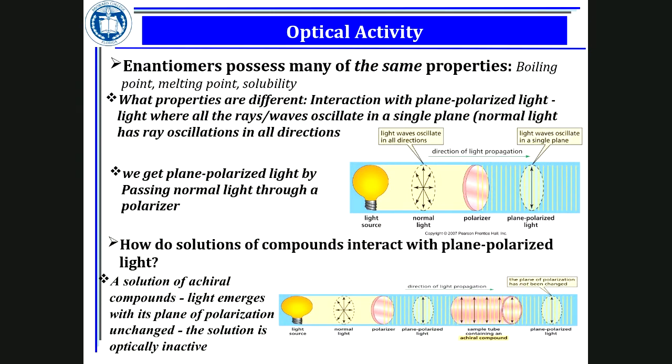Now, pair of enantiomers, first of all, you should be able to draw the structure for the mirror image. If you are given one, you should be able to draw the other one.